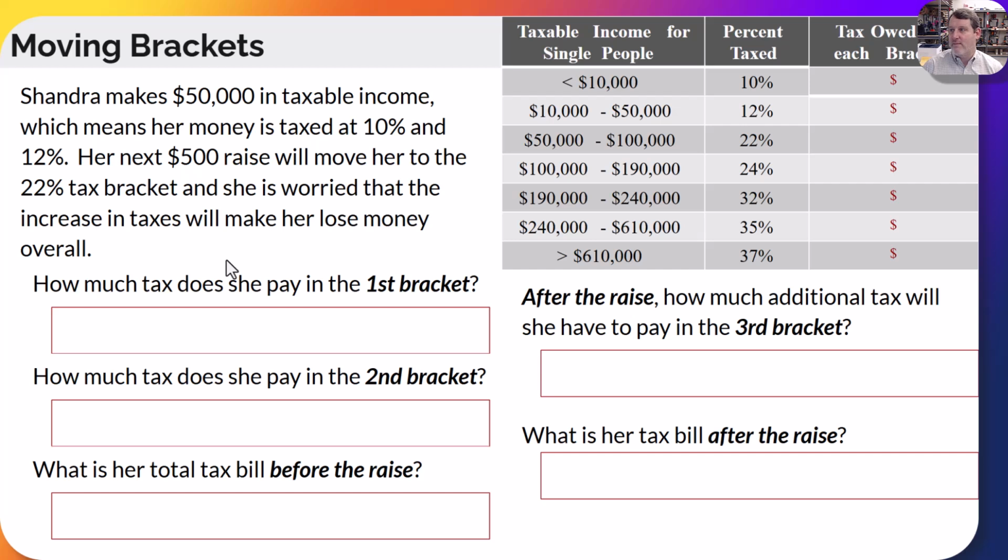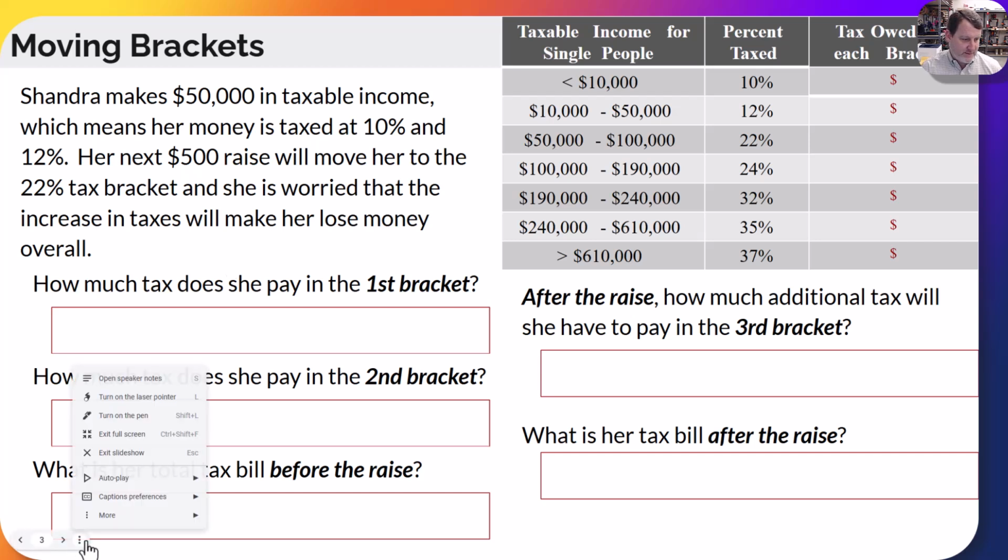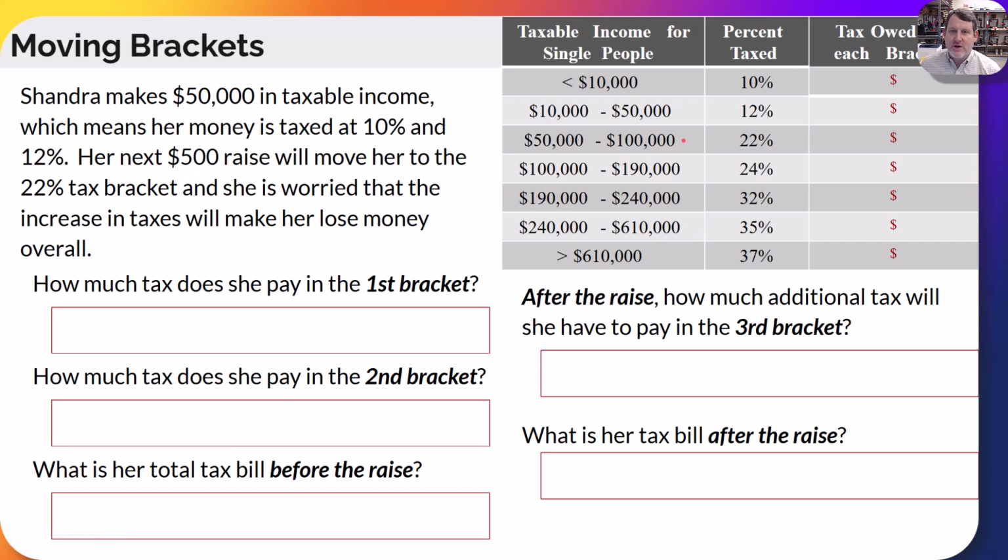And now we're going to do one more calculation. This one is Chandra, and she makes $50,000 in taxable income, which means her money is taxed at a 10% and 12% rate. So Chandra is in these first two tax brackets only.